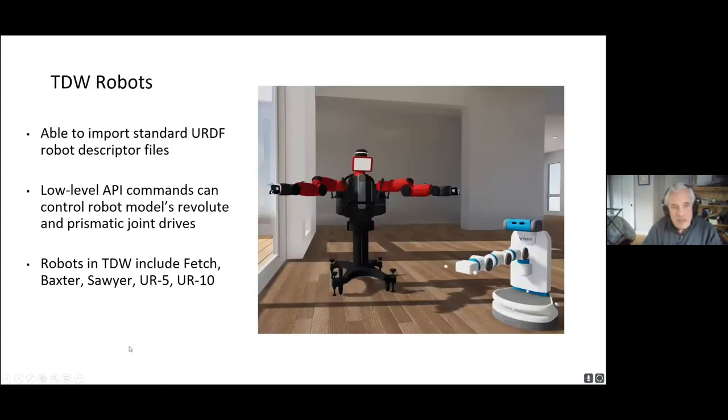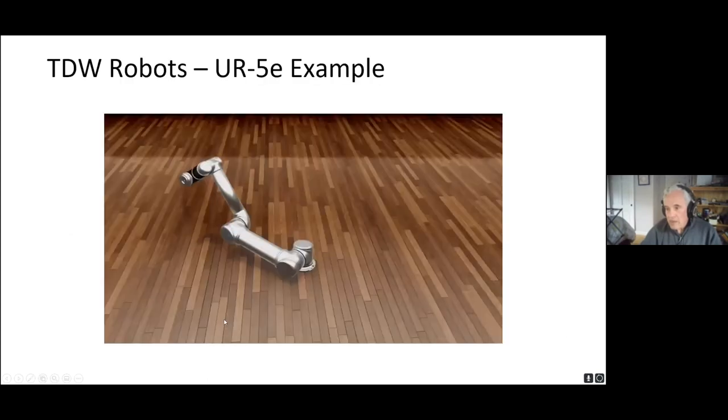Besides MagnaBot, TDW also supports the import of standard URDF robot descriptor files. As a first step towards supporting sim-to-real transfer to real-world robots, this capability allows users to import their own robot models and control them inside a TDW simulation. Some of the existing robot models in the TDW distribution include Sawyer, Fetch, Baxter, UR5, and UR10.